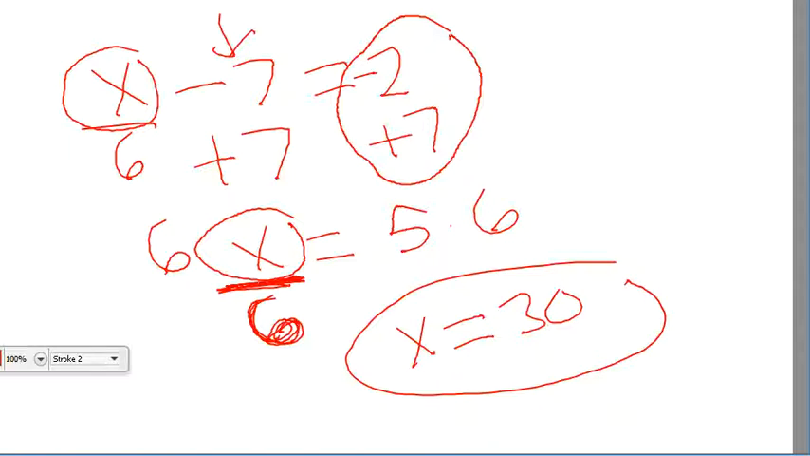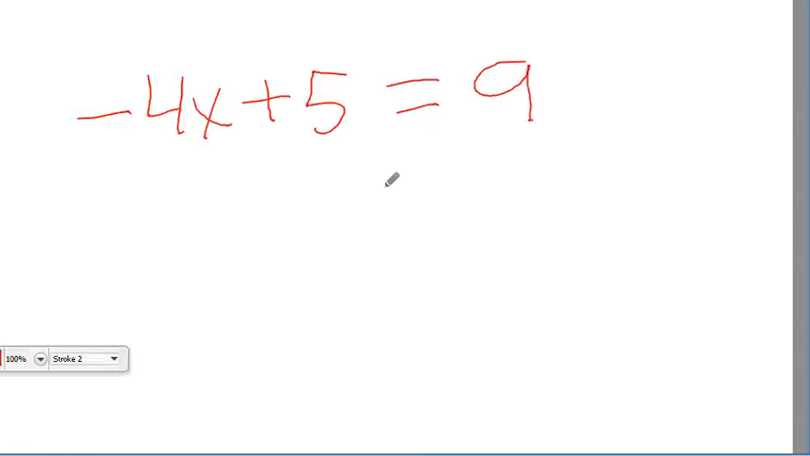Okay, now at this point, I'm going to put an equation up here on the board. I want you to write it down, push pause, and see if you can get this one correct. Okay, so push pause, do this question on your paper, and then push play and see if you did it correctly.